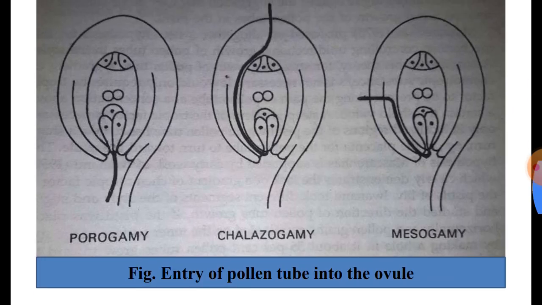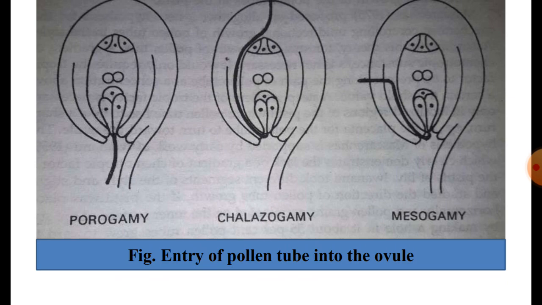These three figures are showing the process of entry of pollen tube into the ovule and ultimately to the embryo sac. First figure is showing the porogamy, that is pollen tube is entering into the ovule through micropylar end. Figure B is showing chalazogamy. Here the pollen tube is entering into the ovule through chalazal region, and third figure is showing the mesogamy. Here pollen tube is entering into the ovule through integument.